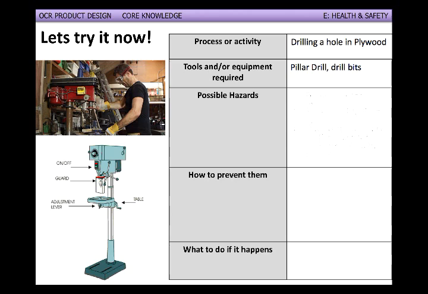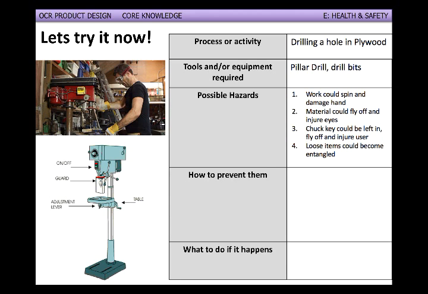Okay, thanks for pausing. Hopefully you could have identified these 4 things: that the work could spin and damage the hand, material could fly off and get into your eyes, the chuck key might have been left in, that would fly off and injure you, and lastly, any loose items of clothing could become entangled, but that could also include hair. One of the things you wouldn't have on here, which is often I see from students, is they say you drill a hole in your hand. It's actually quite difficult to drill a hole entirely through your hand. Yes, you could cut yourself, alright, but unless you just keep going and keep going, you're not going to end up drilling through your hand.